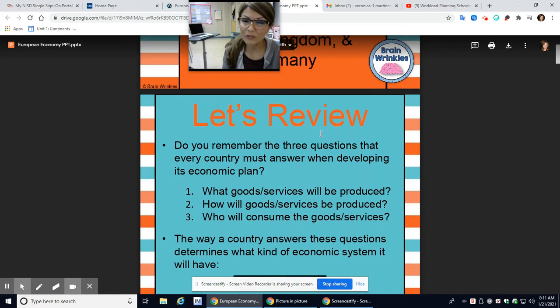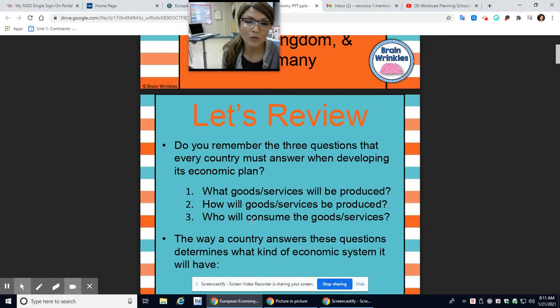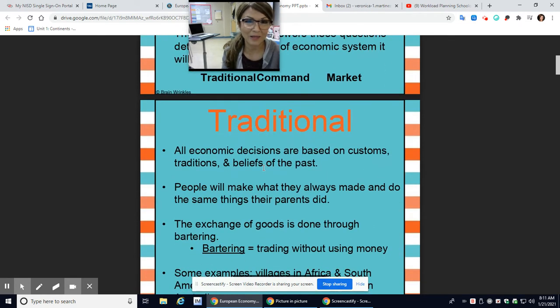So we're going to go just as a quick review, knowing the three questions: what goods will be produced, how will these goods be produced, and to whom will these goods be produced for? So those are the three major economic questions that are constantly being asked anytime someone's starting a business.